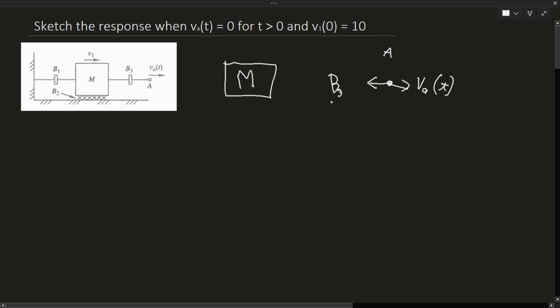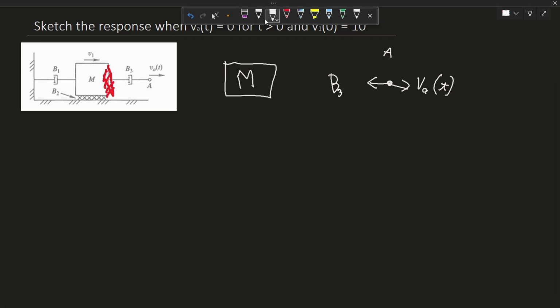Normally, when a damper or a spring gets connected to another body, you just pretend that this is a wall over here. If that was the case, it would have just been VA. But since this massive block is also moving that way, it's going to undo some of the velocity.